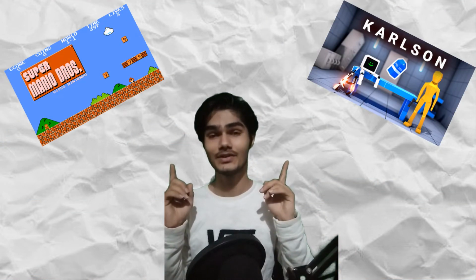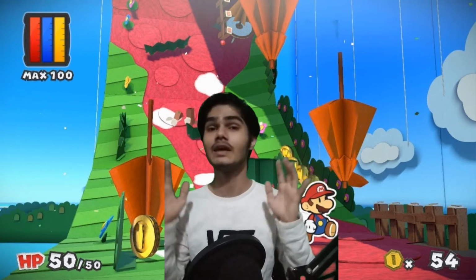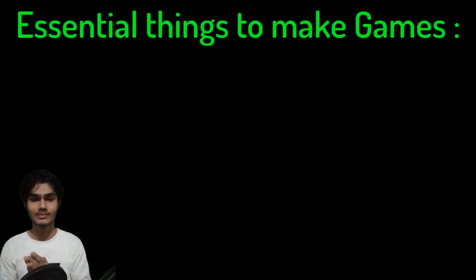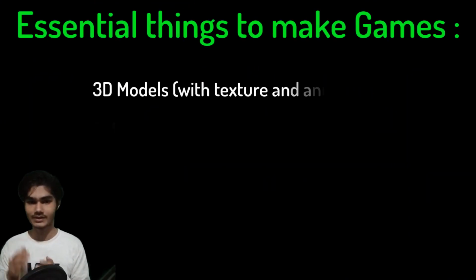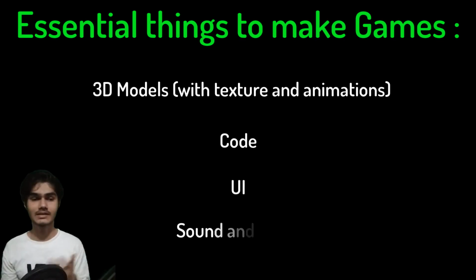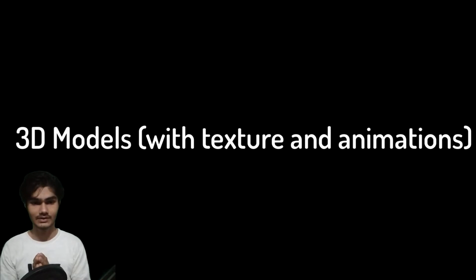When it comes to games, there are two main types of games, 2D games and 3D games. And let's see some weird 2.5D witchcraft going on, but in this video we're just gonna talk about 3D games, so let's do it. So these are the essential things you need to make a game: 3D models with textures and animation, code, UI, and music and sound. So let's talk about 3D models first.